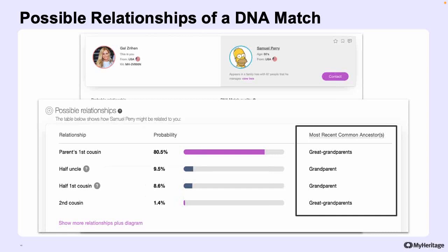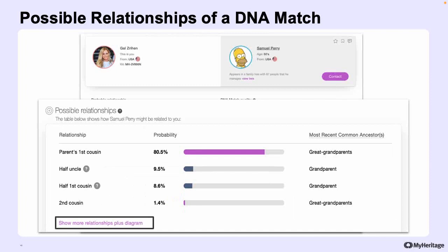So for each relationship and each probability, we also show you the most recent common ancestor, or most recent common ancestors, an ancestral couple. And if the relationship is full, like parents' first cousin, then the most recent common ancestors will be my great-grandparents. So I can know to focus on my great-grandparents' family line. And if Samuel is my half first cousin, for example, then we will share only one grandparent, not two, like we saw earlier.